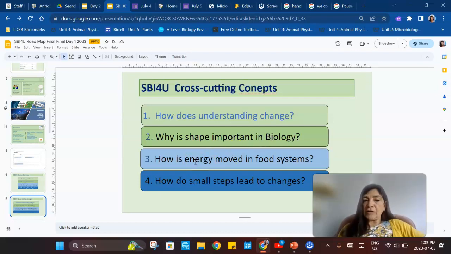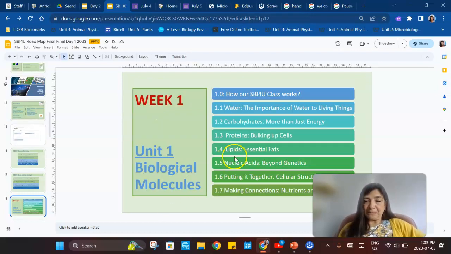The third concept is how energy is moved in food systems. And fourth and last is, how do small steps lead to change? So remember, these are the 4 ideas over which the 4 units are built.